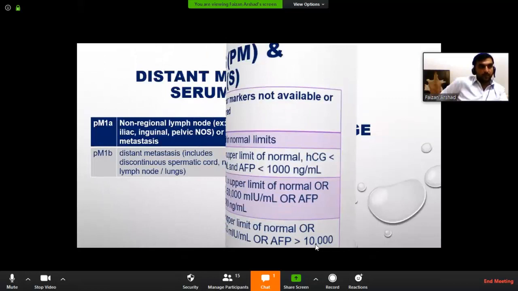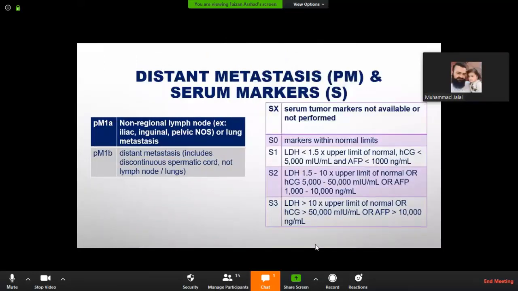This one? No, the one which we mentioned LDH. Yes, this one. This one? Yes, sir. Right.